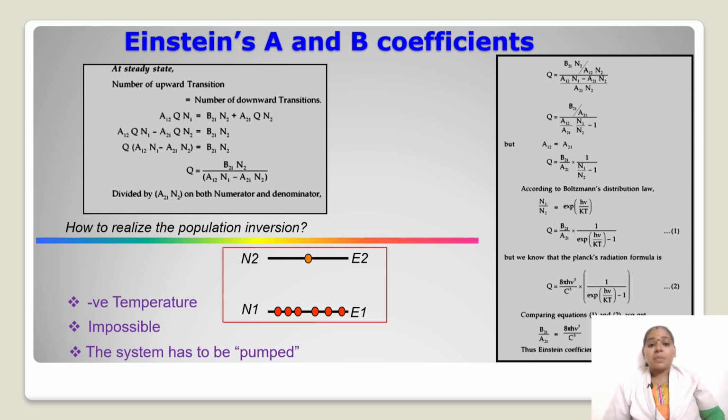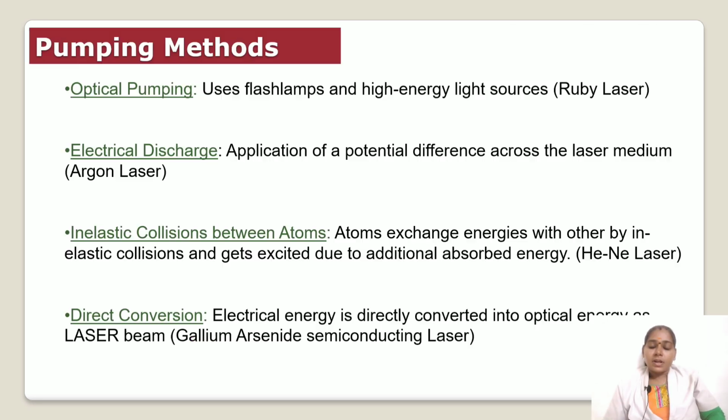It means the number of atoms in the excited state can be made more than the number of atoms in the ground state only under negative temperature. But negative temperature is practically impossible. Therefore, population inversion can be achieved by some other artificial process we call the pumping process.